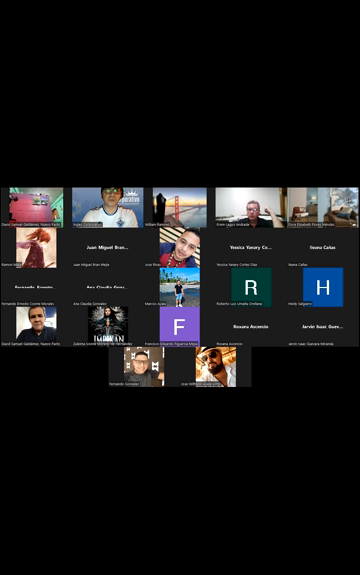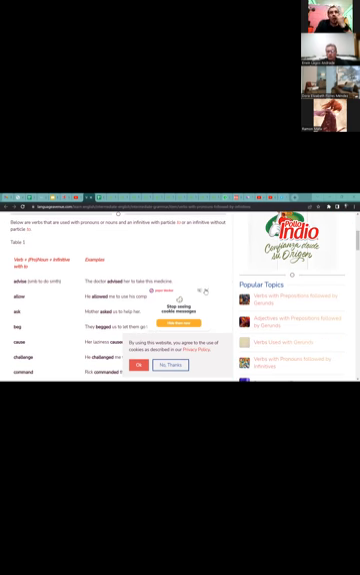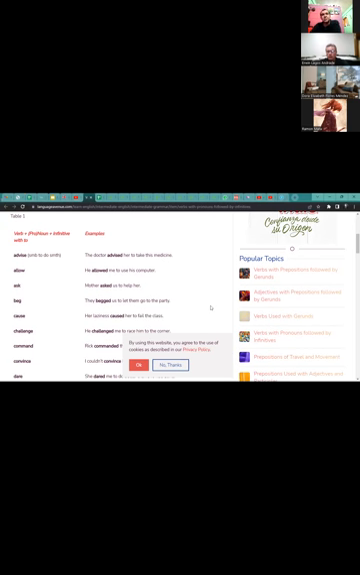So we're going to continue. This is the other list I was telling you about. It says, below are verbs that are used with pronouns or nouns and an infinitive with the particle to, or an infinitive without the particle to. There are some examples, for example, advise. Advise somebody to do something, right? The doctor advised her to take this medicine. You can see that is exactly what we were checking.